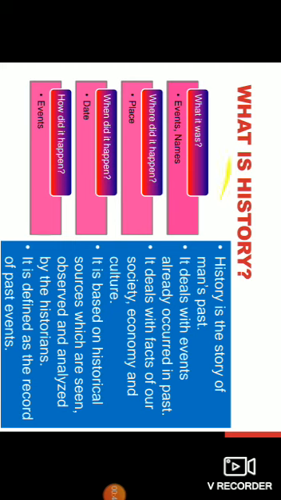Here is a flowchart. What it was? We are talking about events and names. Where did it happen? Place. When did it happen? Date or year in the past. How did it happen? Again, events that have occurred in the past.